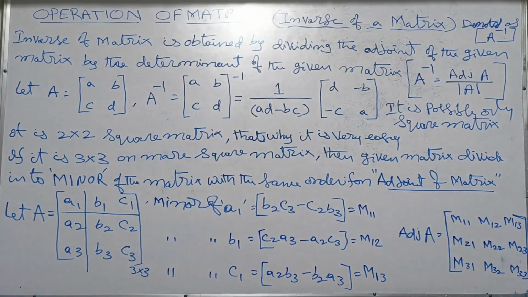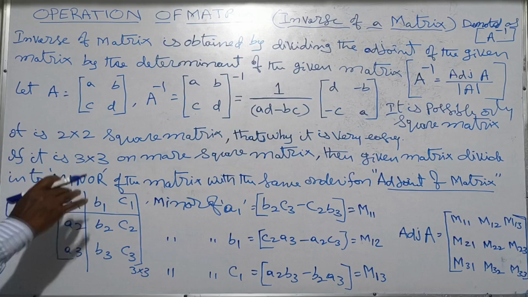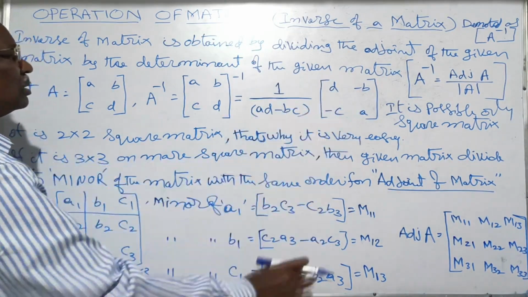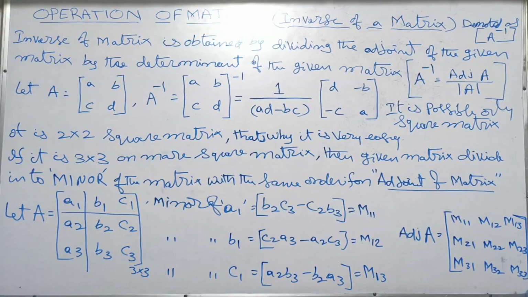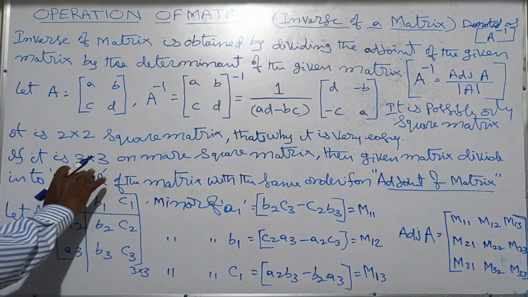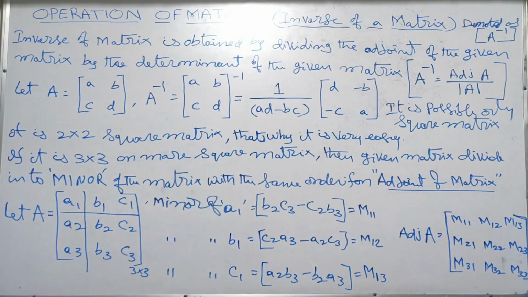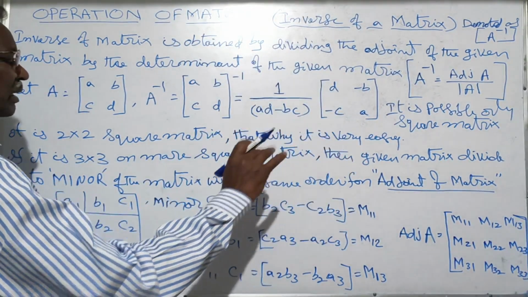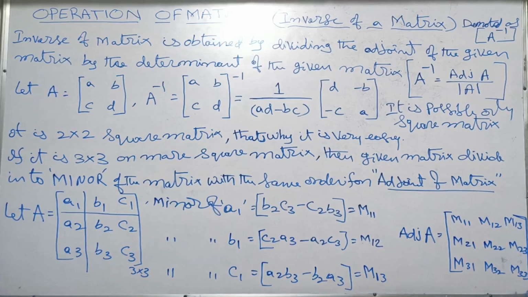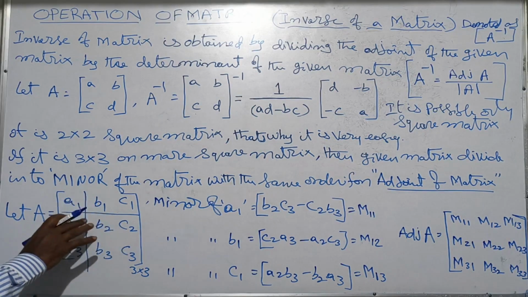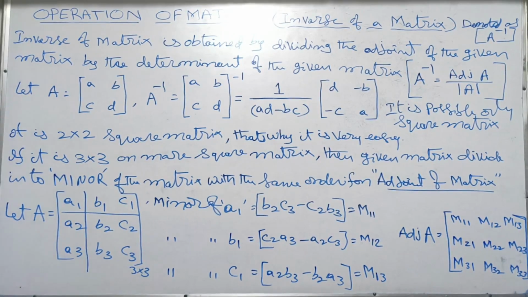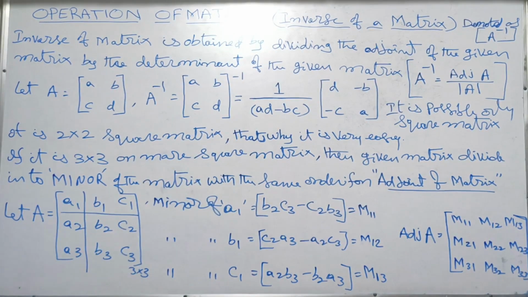Of course, it is a second order matrix, so it is easy to find the A inverse. But what about third order and fourth order matrices? It is more complicated. To solve those complicated matrices also, these matrices are divided into minor matrices.